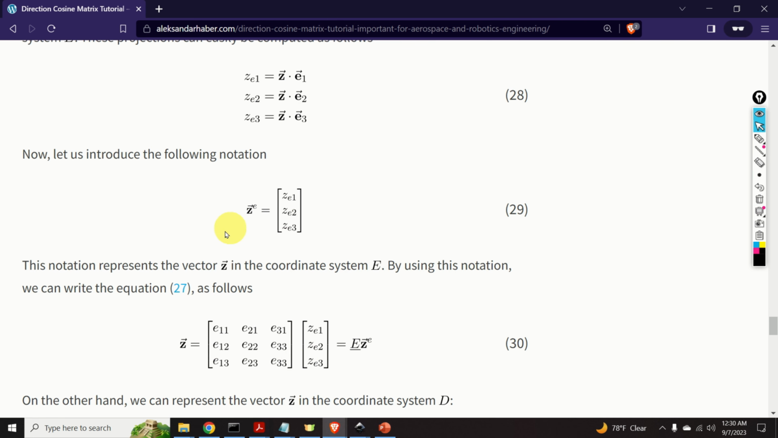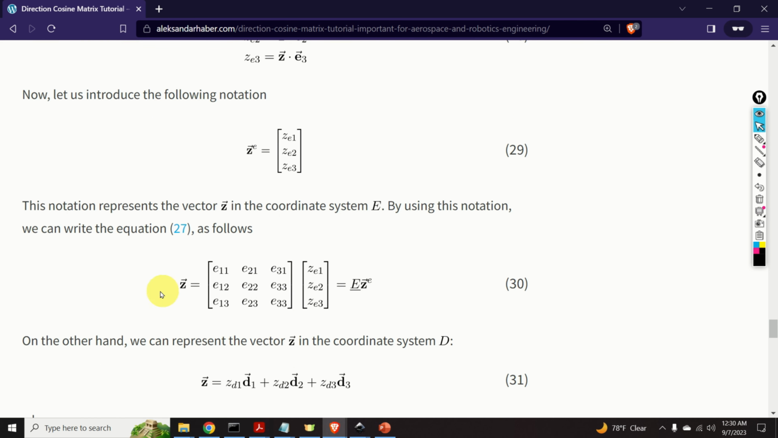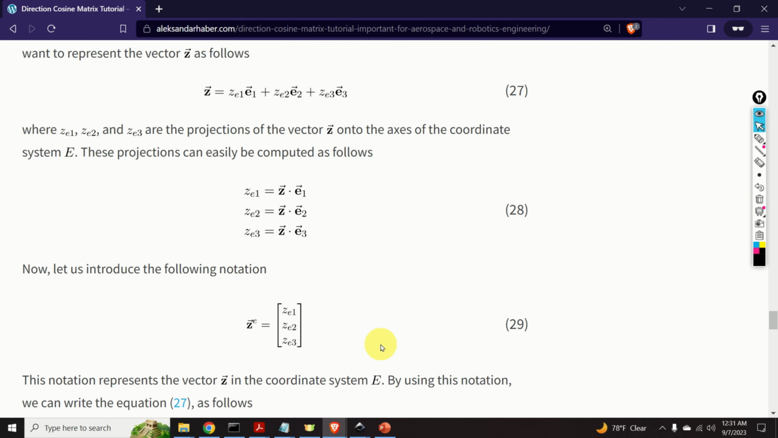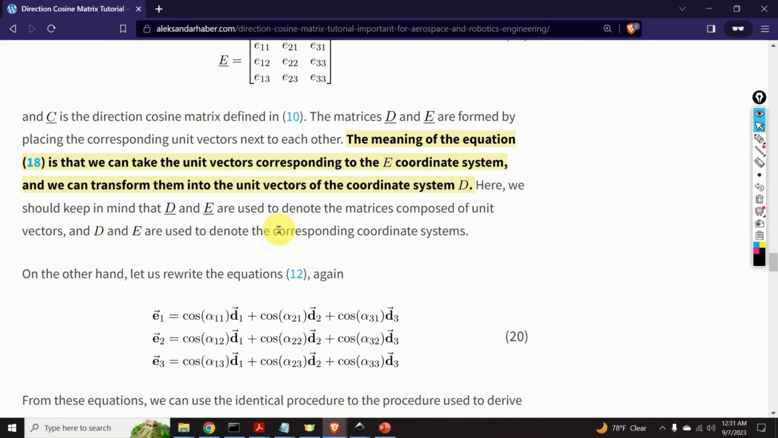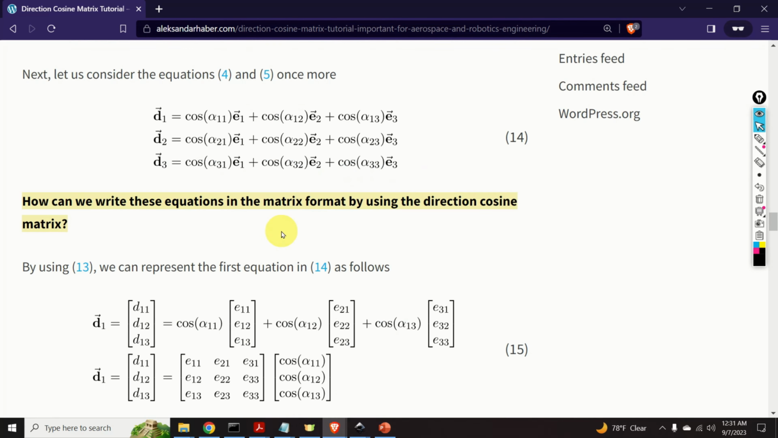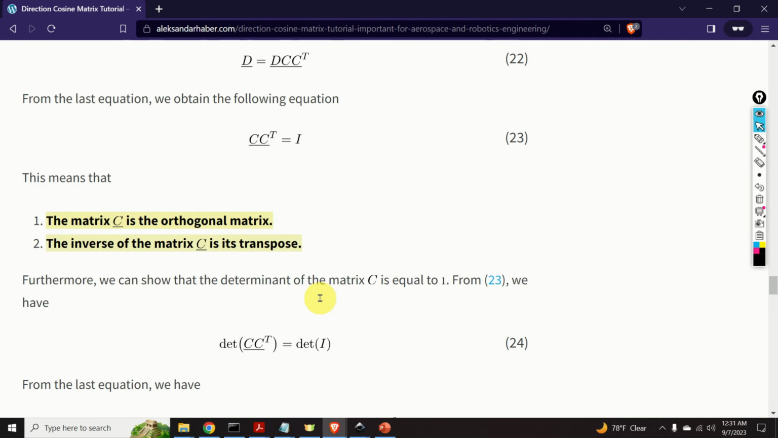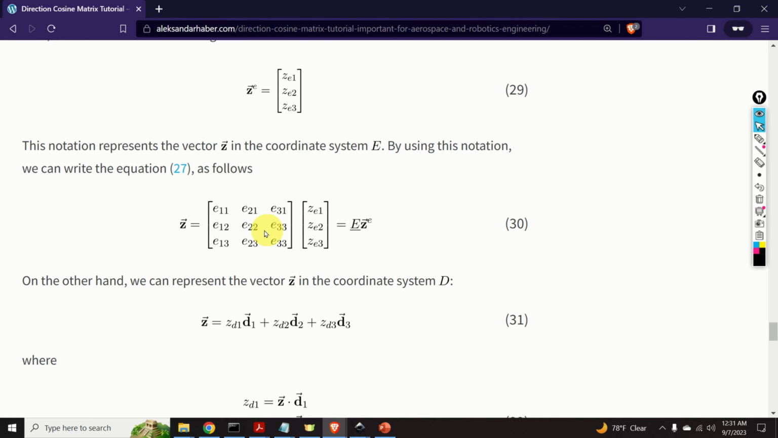Next, we can write this equation like this. How did we derive this equation? Well, we started from this equation and we used the same procedure that's actually used to derive from this equation this matrix form. And as the result, we obtain the equation 30.